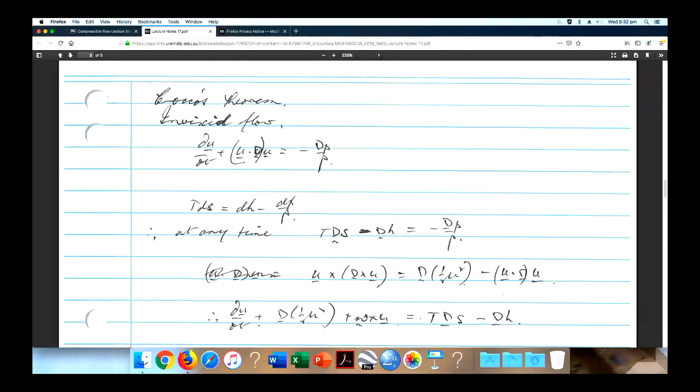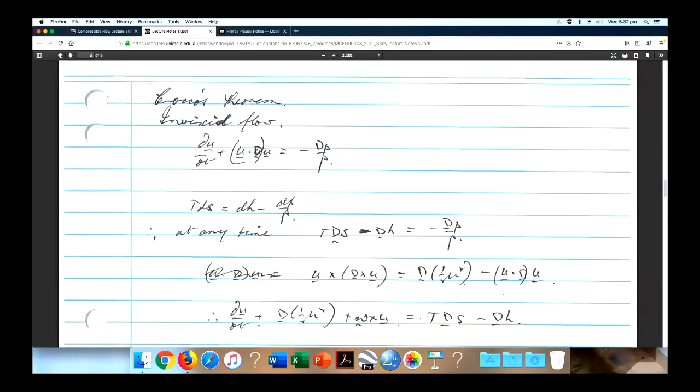I don't remember the formula. I just know how to do it. What is a triple product? A cross B cross C is A dot C B minus A dot B C. That's how I remember it.